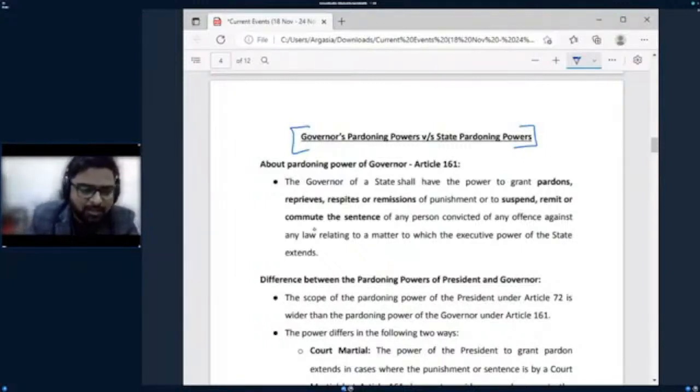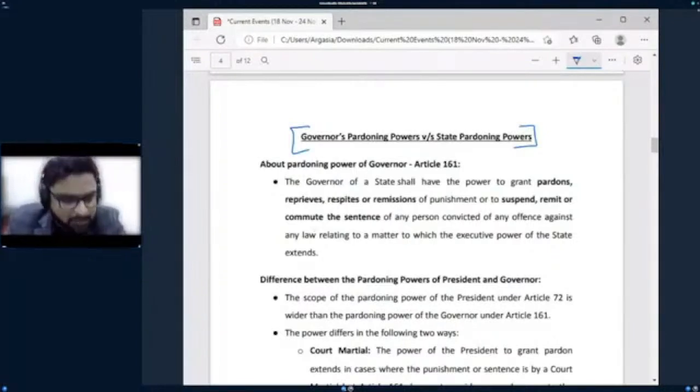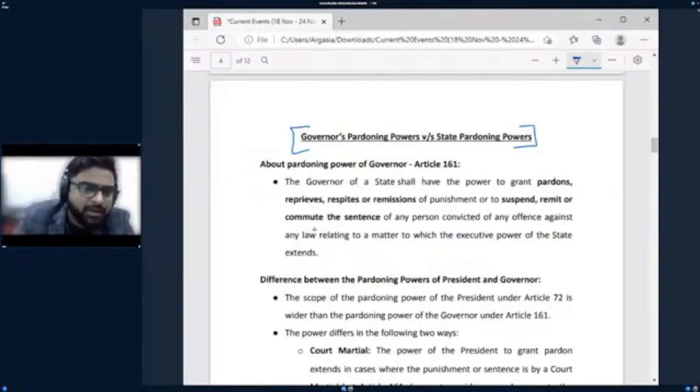Is there anyone here for whom the governor and president topics have not been done in polity? President and governor have not been done in polity classes. Not yet done. Okay, so let me give you a brief background.